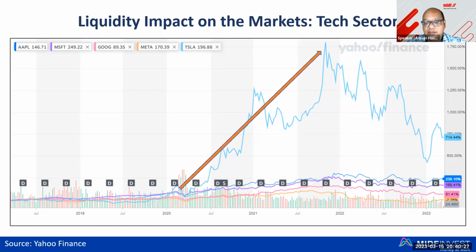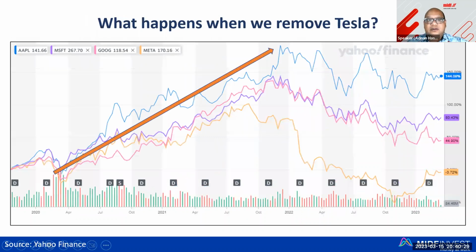That's with Tesla. And if we take out Tesla, we could see that even the other tech stocks like Apple, Microsoft, Google, and Meta, a lot of them actually went up during 2022. And as of the end of 2022, we could see that there was a major sell down. So basically, with a lot of money being printed, this actually helped the markets over in the United States.